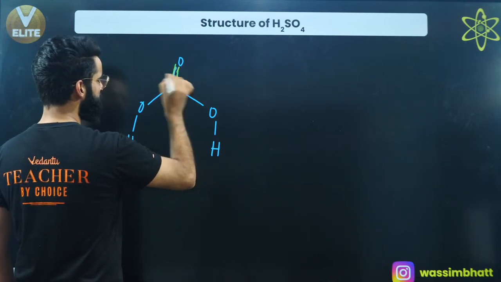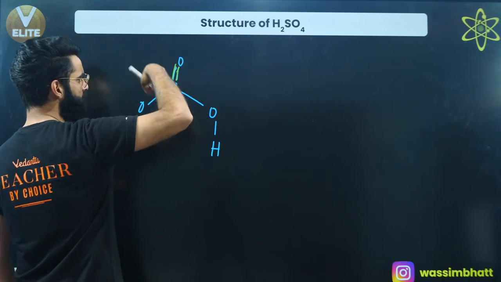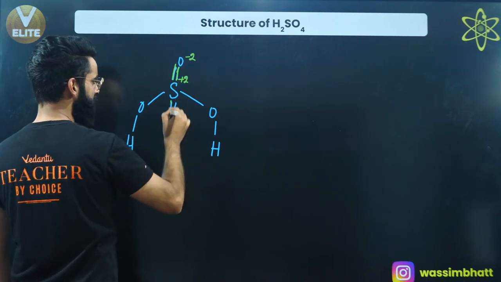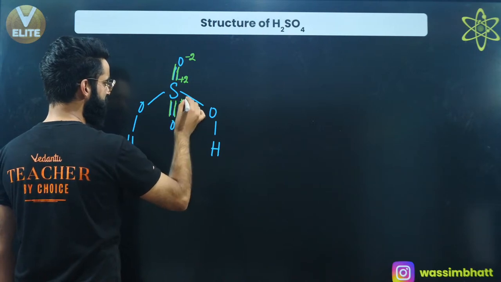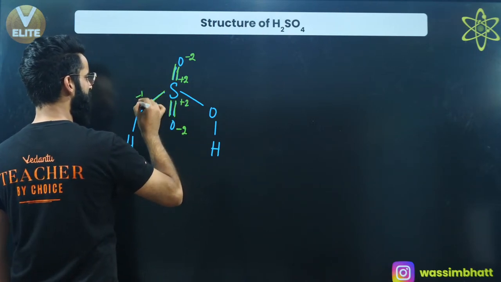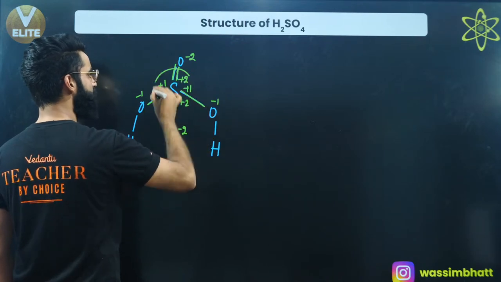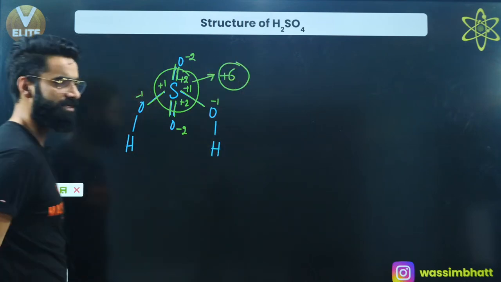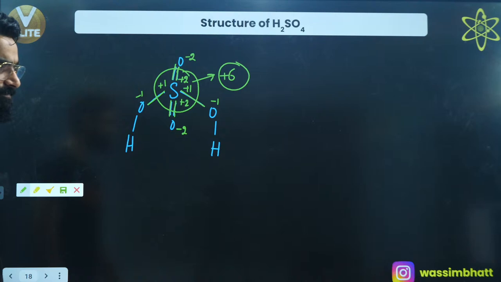This is double bonded oxygen. Oxygen being more electronegative will attract both the bonded pair of electrons towards itself, due to which oxygen will carry minus 2 charge, sulfur will carry plus 2 charge. Due to this double bond, oxygen being more electronegative, so it's going to be minus 2, this one is going to be plus 2. This single bond, oxygen will have minus 1, sulfur will have plus 1. This single bond is going to be minus 1, this is going to be plus 1. So what is the net charge present on this sulfur? Plus 6. So plus 6 is the oxidation state of sulfur in case of your H2SO4, right?